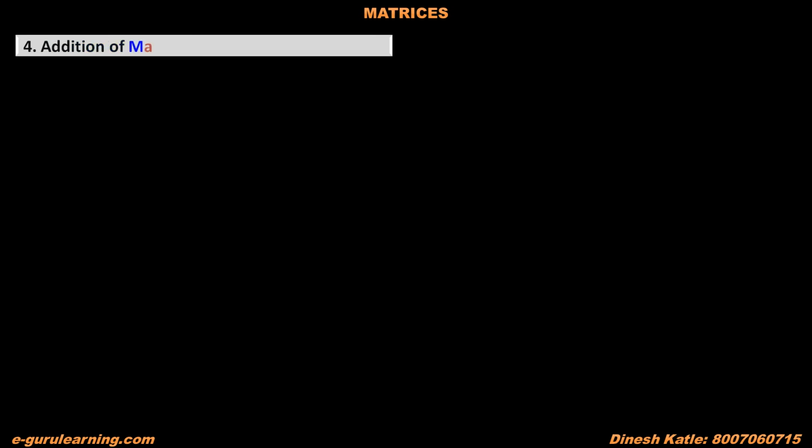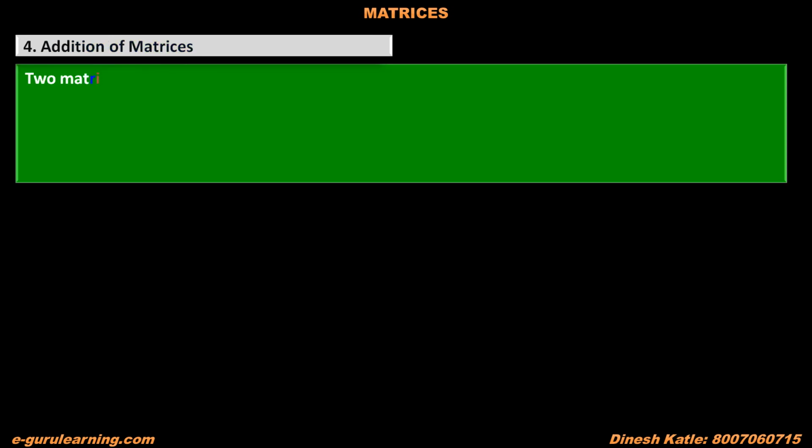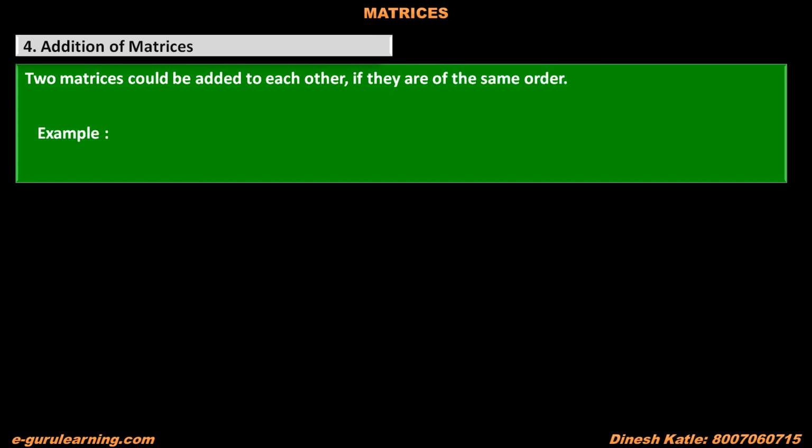Addition of matrices. Two matrices could be added to each other if they are of the same order. Example, matrix A is equal to matrix of order 2 into 3, means this matrix contains 6 elements. In first row a, b and c, and in second row d, e and f. And matrix B is equal to, again of same order 2 into 3, having 6 elements, in first row l, m, n, in second row p, q, r.